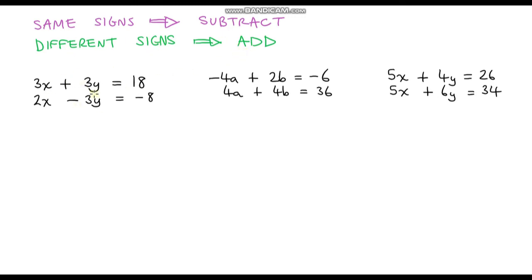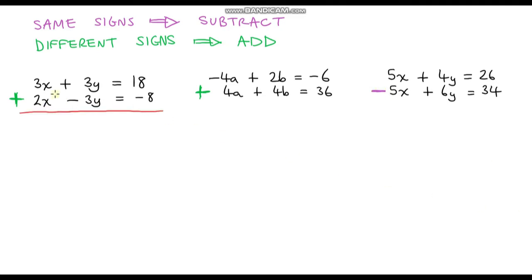Okay, so let's look at the first one. Actually, what I'm going to do is look at all 3 first of all, just to see whether we're going to add or subtract the equations. So I can see here that we've got plus 3y and minus 3y. So we have different signs. So I know that I'm going to add these 2 equations together. Here I've got negative 4a and positive 4a. So again, we've got different signs. So we're going to add these 2 equations together. And finally, over here, we've got 5y and 5y. So this time we have the same signs. So we're going to subtract.